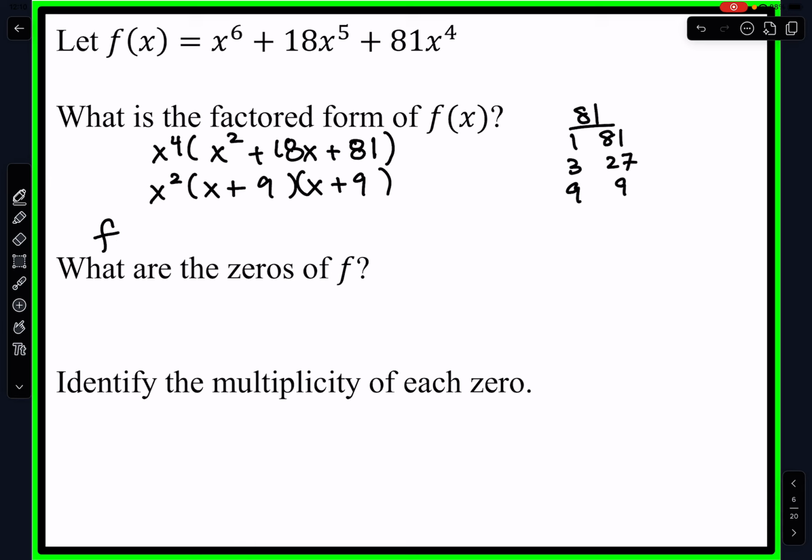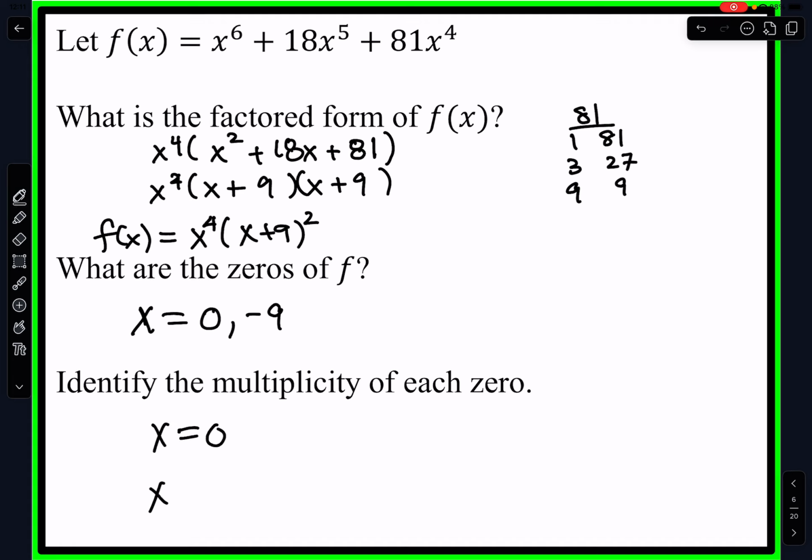So here is the factored form to this trinomial. It's x to the fourth power, not to the second, it should be a 4, times x plus 9 to the second power. Now, since we have those factors, we can identify what the zeros are. We're going to cross the x-axis at 0 and at negative 9. And let's now write what the respective multiplicities are.